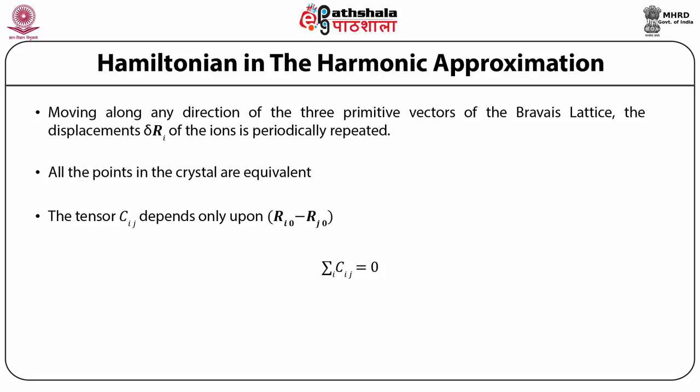The factor Cij obeys some important symmetry properties useful for studying the normal modes of a crystal. If every ion is given the same displacement, that is delta Ri is equal to d, then the entire crystal will simply be displaced without any change in the crystal energy. Therefore, the summation over i of Cij is equal to 0.